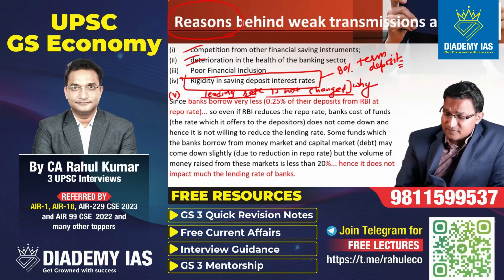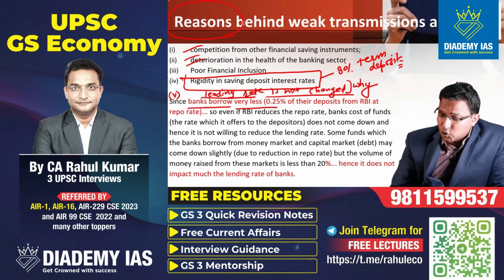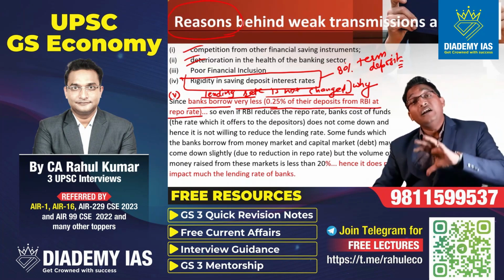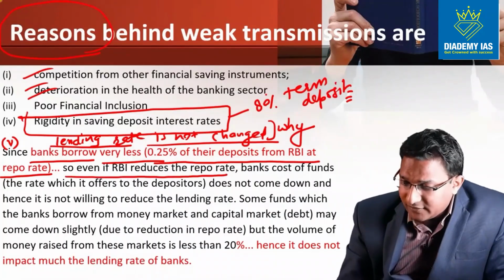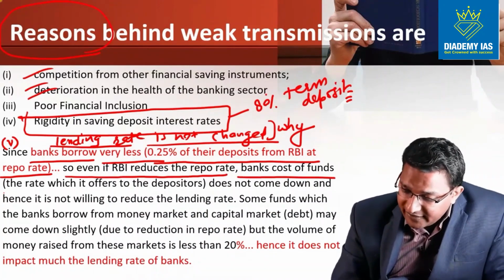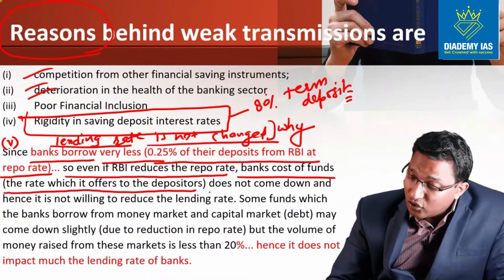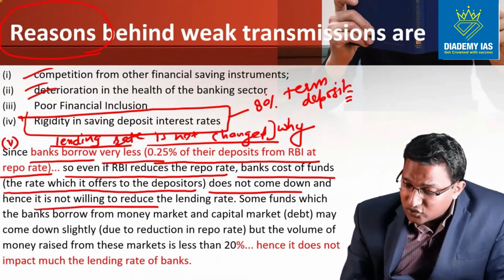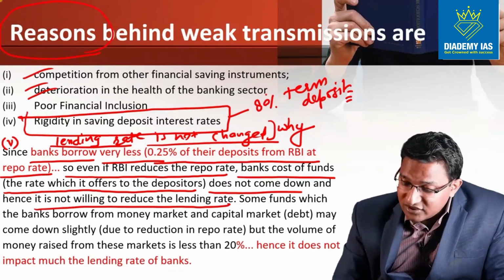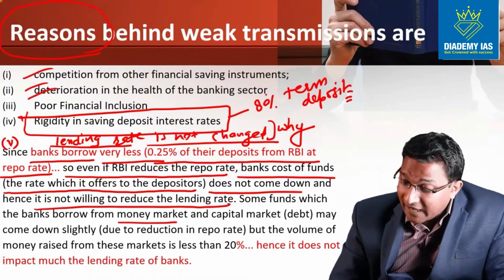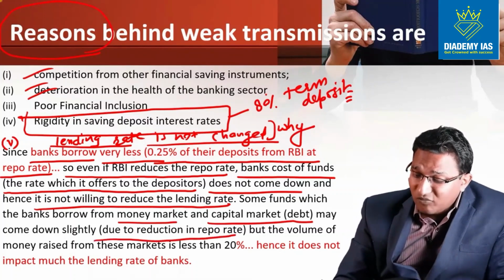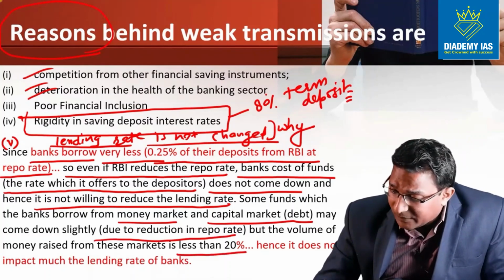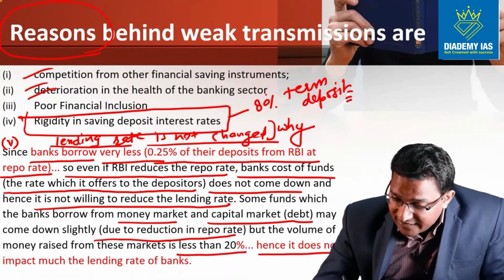The lending rate is not changed because the bank borrows very little, just 0.25% of its deposits, from the RBI at the repo rate. So as I told you, banks have multiple sources of getting money. Even if RBI reduces the repo rate, the bank's cost of funds, the rate at which it offers to the depositors, does not come down, and hence it is not willing to reduce the lending rate, right? Some funds which the banks borrow from the money market and the capital market may come down slightly due to the reduction in the repo rate, but the volume of money raised from these markets is also less than 20%, hence it does not impact the lending rate of the bank much, right?